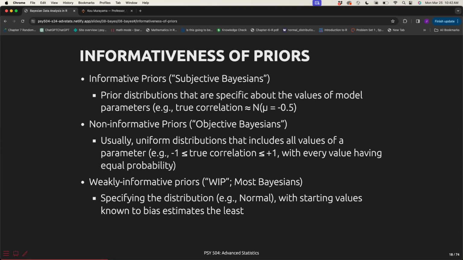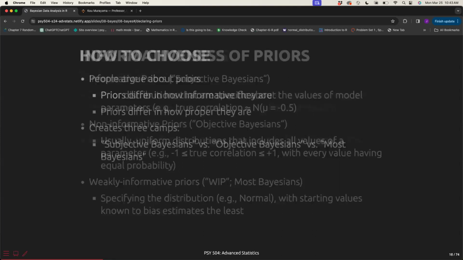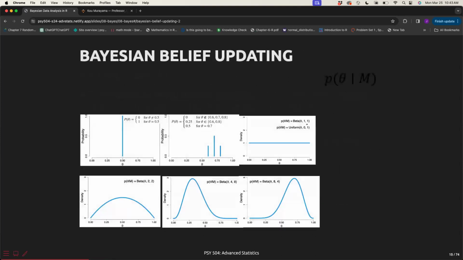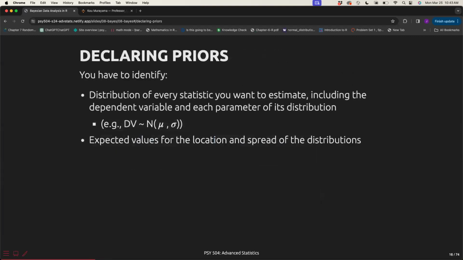Objective Bayesians use what are called non-informative priors. And an example of a non-informative prior would be this uniform distribution that I showed, where all values of theta are equally likely, right? So this doesn't really give you any information. All of them could be likely.